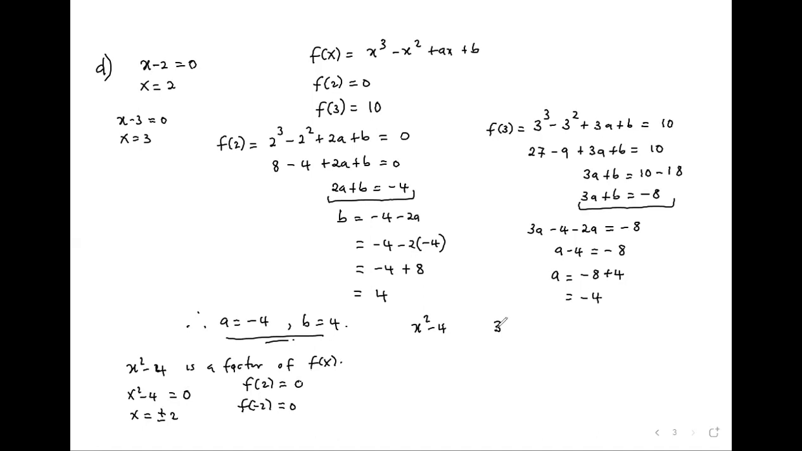Sometimes they'll ask you, find the values of a and b, given that x squared minus 4 gives a remainder 3x minus 1. So you still get x squared minus 4 equal to 0, and you get x is equal to plus or minus 2. And then go to the function and say f of 2 should be equal to 3 times 2 minus 1. And f of negative 2 should be equal to the remainder 3 times negative 2 minus 1. Whatever there is x in f and in the remainder, you substitute the numbers 2 and negative 2. And you arrive at these two equations with constants on the right. And then you solve for a and b.